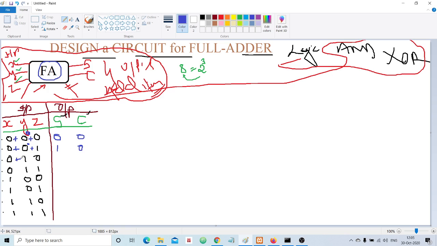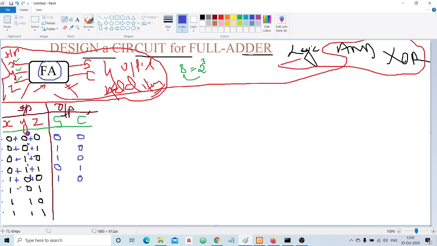0 plus 1 is what? 1, right? 1 plus 0 is what? Sum will be 1, carry generated will be 0. Okay, now 0 plus 1 is what? Sum will be 1. 1 plus 1, this is important. 1 plus 1, sum is 0, carry generated will be 1, right? Again 1 plus 0 is what? 1. 1 plus 0 is 1, carry generated will be 0.